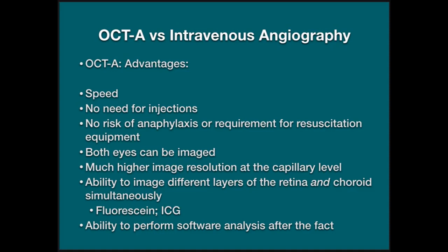Fluorescein is good at imaging retinal layers. Indocyanine green is very good at imaging the choroid, but you can't really do both with dye-based angiography unless you do them alternatively with each other. And you really can't stratify the different layers of the blood vessels in the retina with dye-based angiography. Another clever thing is because everything is digitally based with OCT angiography, you can go in later and you can change slab thicknesses, you can change contrast, you can change different forms of image analysis, and you can do that all after the fact.